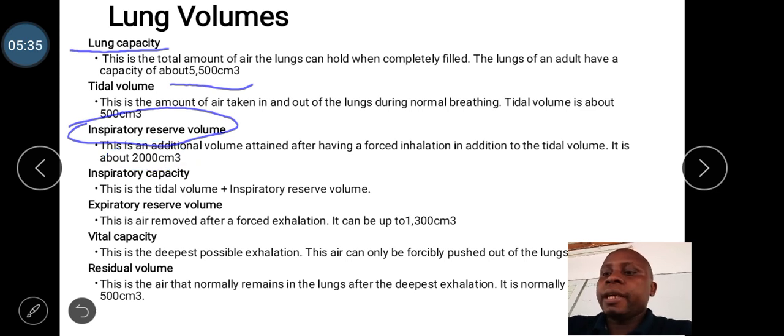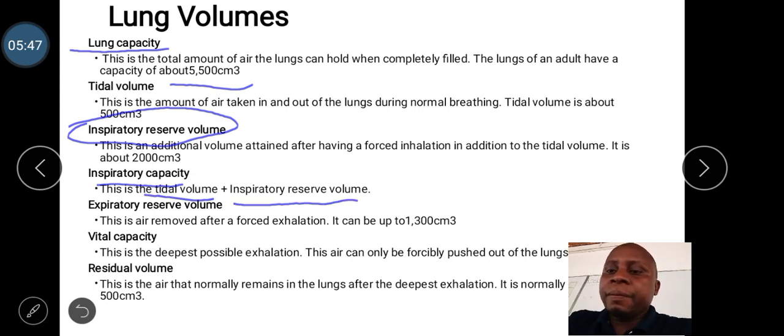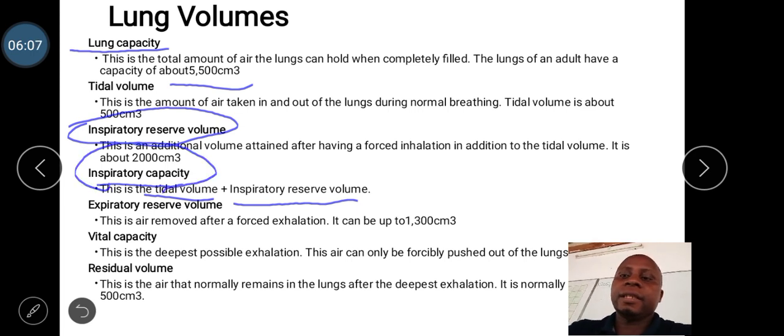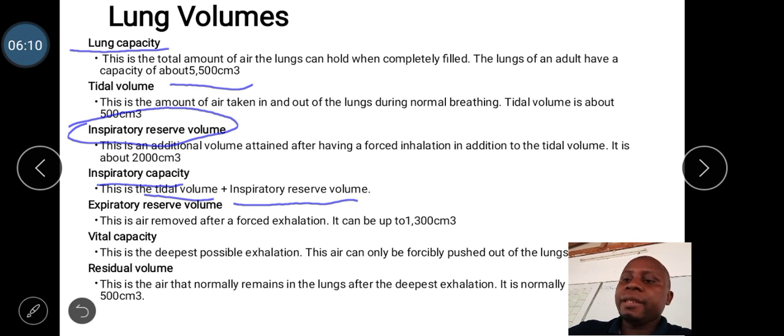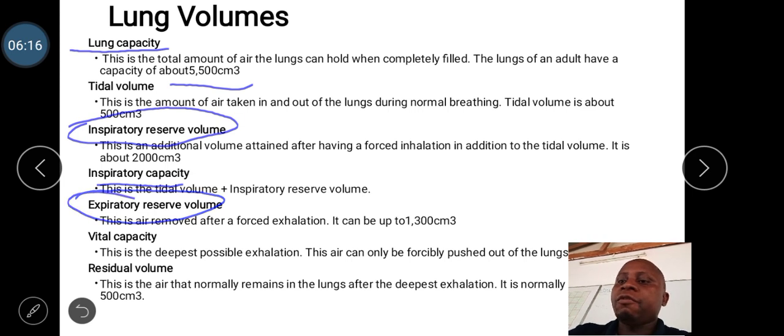There is also inspiratory capacity. So inspiratory capacity is the tidal volume plus the inspiratory reserve volume. If the two are combined, that is the normal air we take in or out during breathing and the additional amount of air we breathe in after a forced inhalation, if you add the two, then we shall have inspiratory capacity. Is it clear? Then there is this type of lung volume which we call expiratory reserve volume.